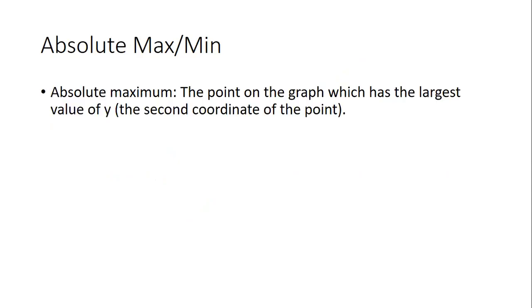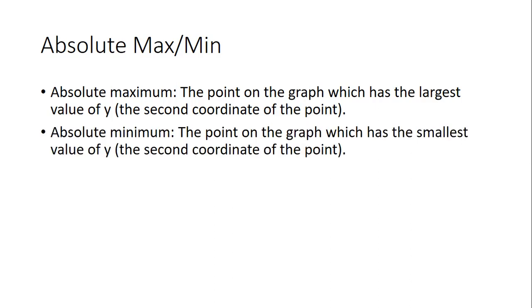Okay, now we're going to talk about absolute max and min. When you're referring to absolute maximum and minimum, it is the point on the graph which has the largest value of y. So what is your absolute highest y value, okay? That's what it's asking when it's saying absolute maximum or minimum. Sometimes it's called your global, depending on your teacher. Your absolute minimum is the point on the graph which has the smallest value of y.